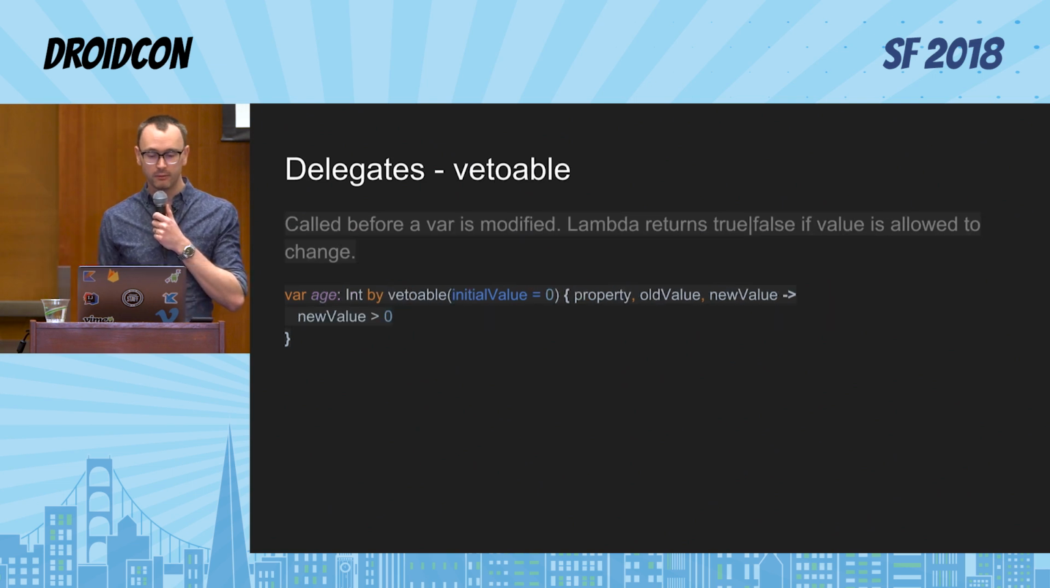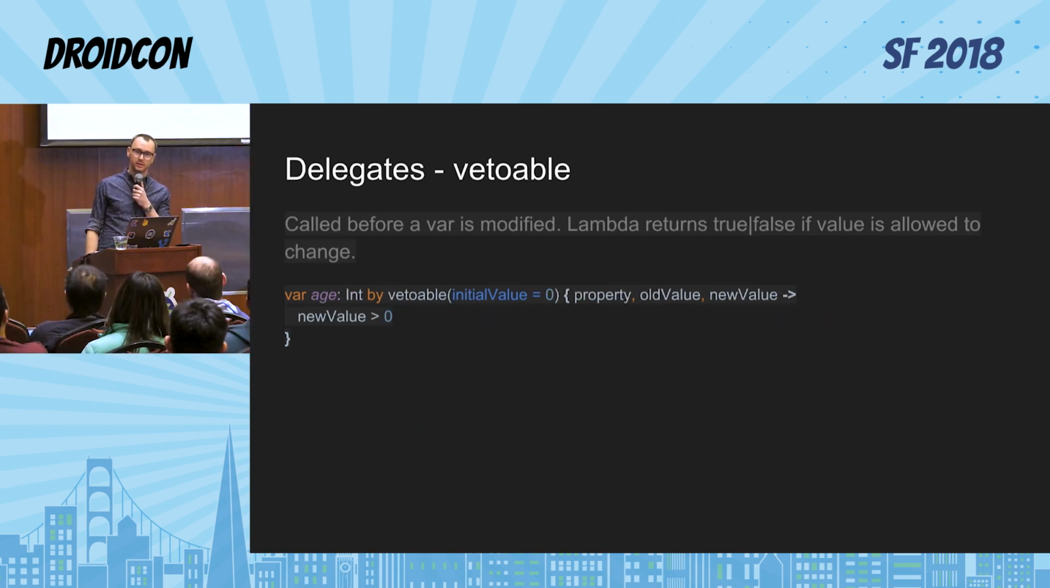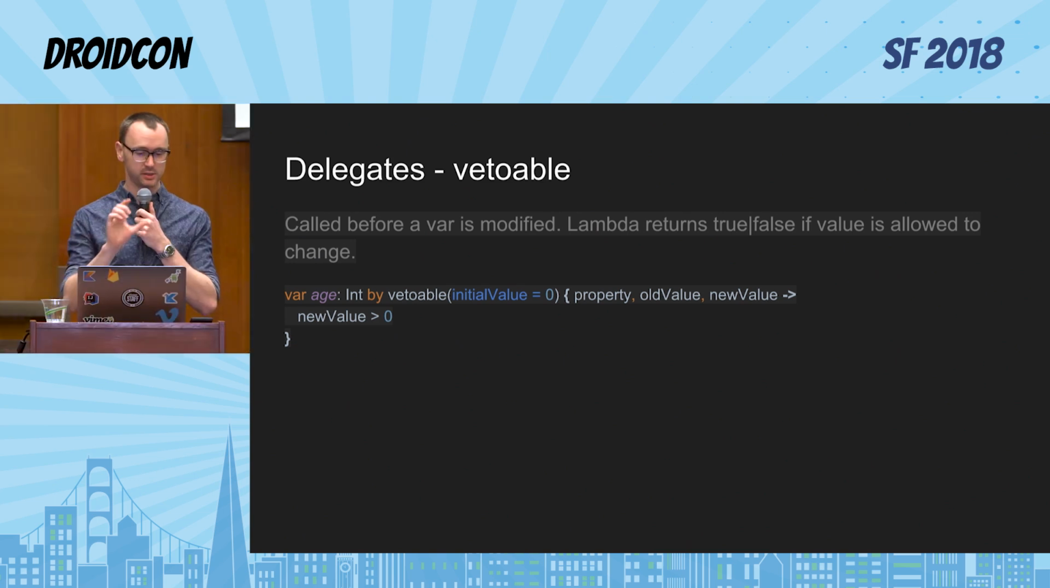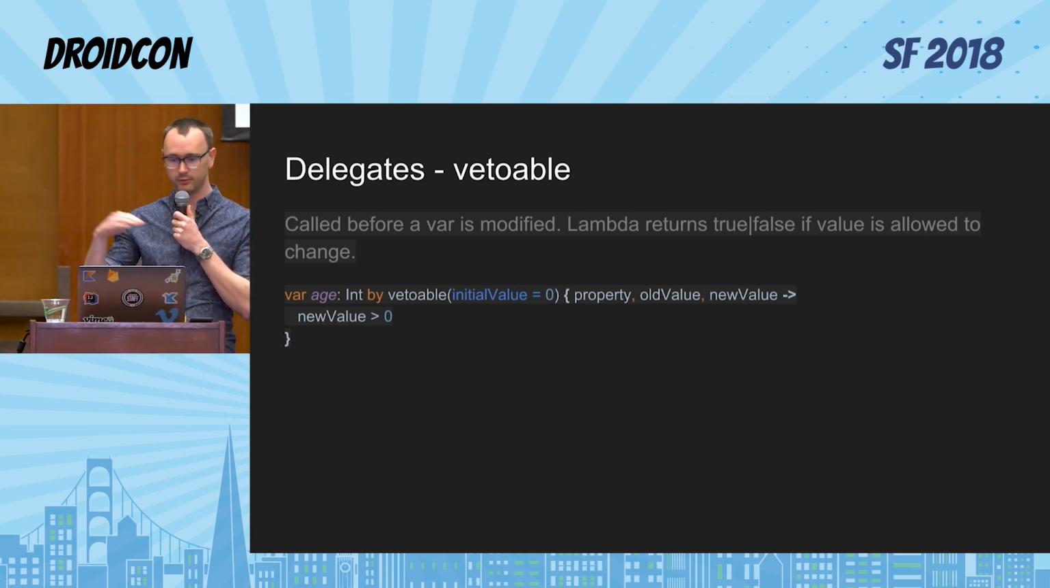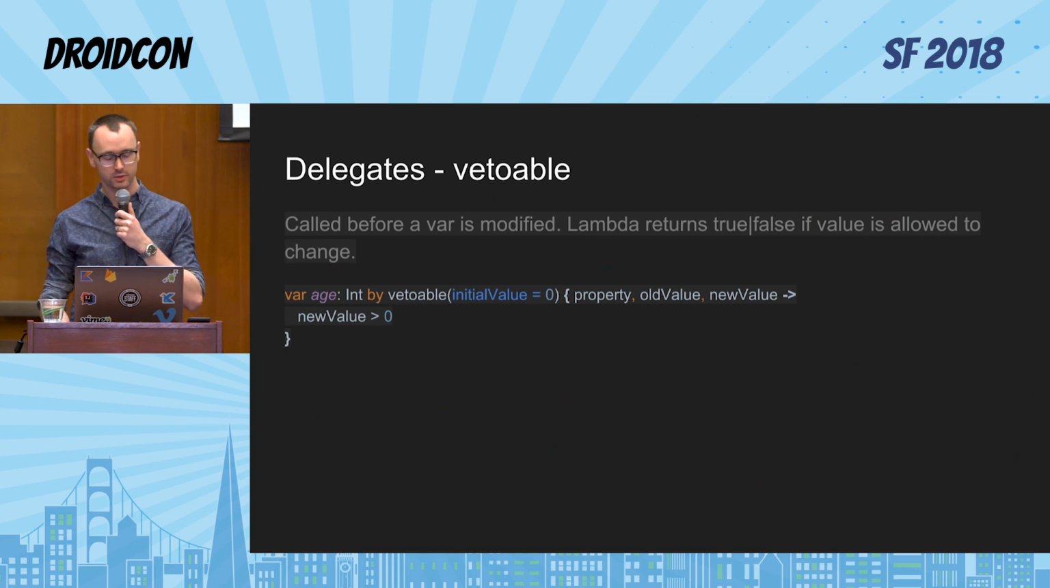Vetoable has the exact same method signature, except the difference is that if that lambda returns false, the value actually won't change. So this is a good way to make a little guard so that if you're outside of any sort of bounds, your values won't change if they shouldn't.